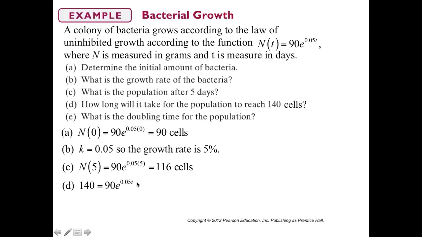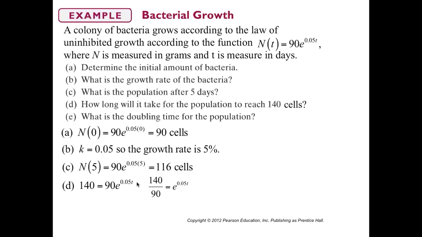So let's do an example that we have here. A colony of bacteria grows according to the law of uninhibited growth according to the function N of t equals 90 times e to the 0.05t, where N is measured in grams and t is measured in days. So the first thing we want to do is determine the initial amount of bacteria. Now, we know that initial amount is going to be when no time at all has passed.